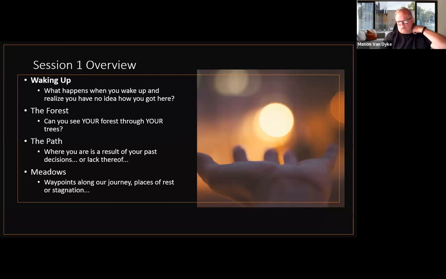Last time we talked about the framework, waking up, and basically trying to establish a construct that I was using for this analogy and the significance of these things.